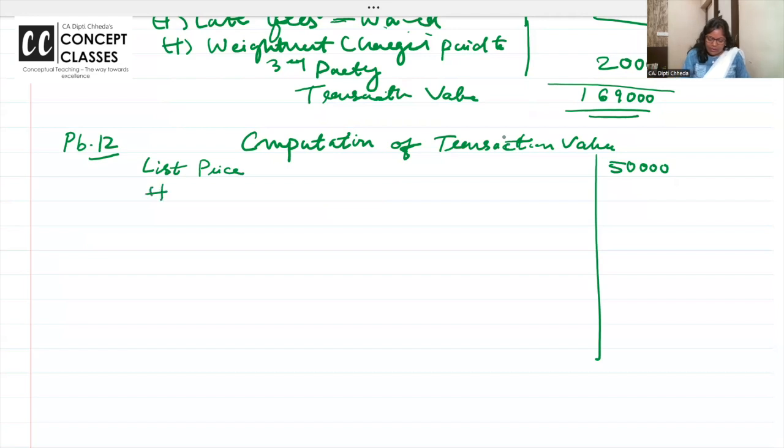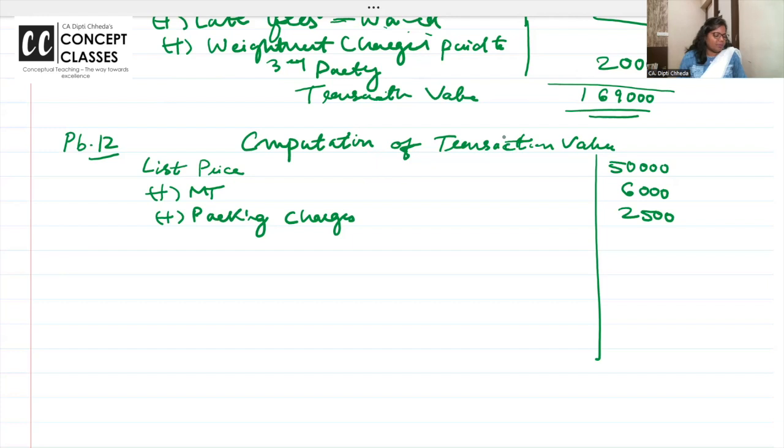That's not included. See, they clearly said that list price is excluding these taxes and discount. So let us add it. Packing charges not included above. So add it. Subsidy received from NGO directly linked to the price and it's already included.